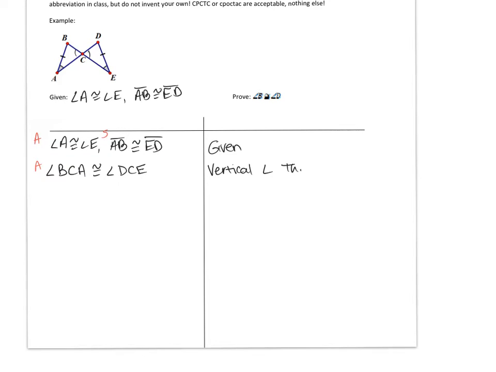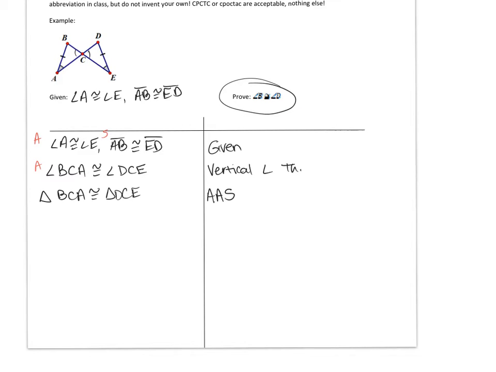All right, so now I can say that triangle BCA is congruent to triangle DCE by AAS, because I've got two angles and a side, but the side only touches one of the angles. But that's not where I want to stop. I want to stop right here. I want to prove that angle B is congruent to angle D.